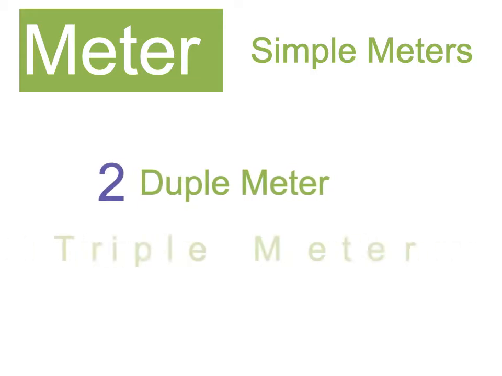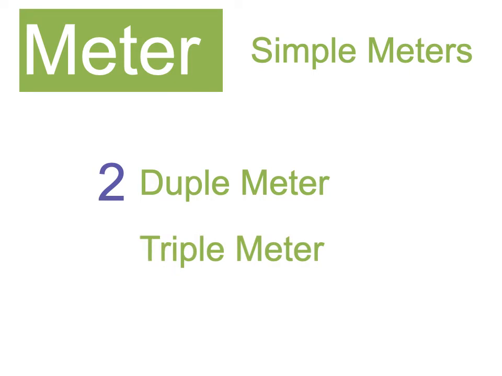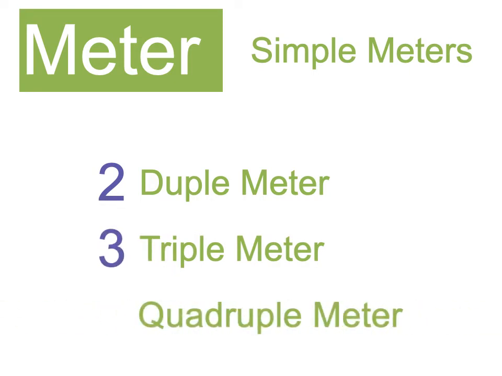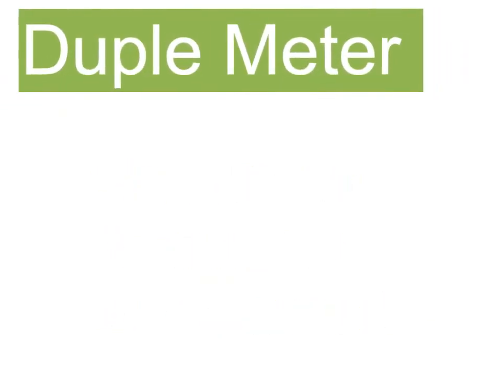There's three types of simple meters. The first is duple meter, and that has to do with the number 2. Triple meter has to do with the number 3, and quadruple meter has to do with the number 4. Let's jump in with duple meter. Again, that has to do with the number 2.